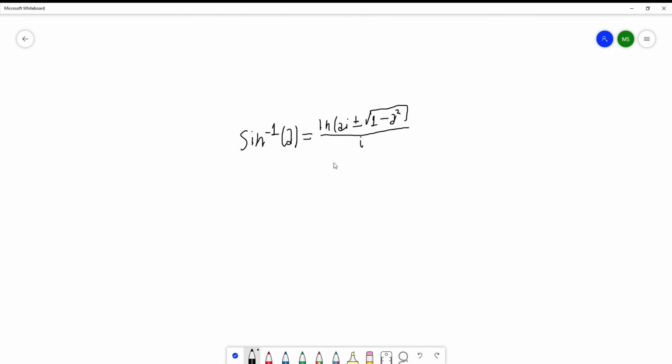So now we've got the definition of the inverse sine, and I want to give you a challenge. That is, can you find a complex way to write the inverse cosine of a?